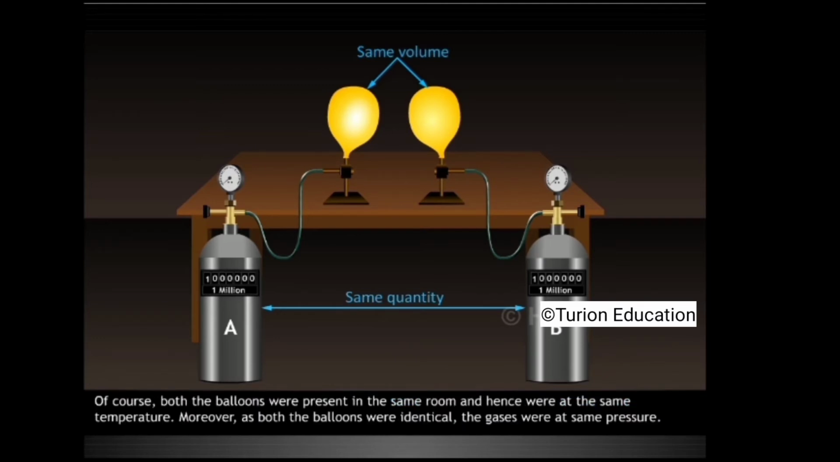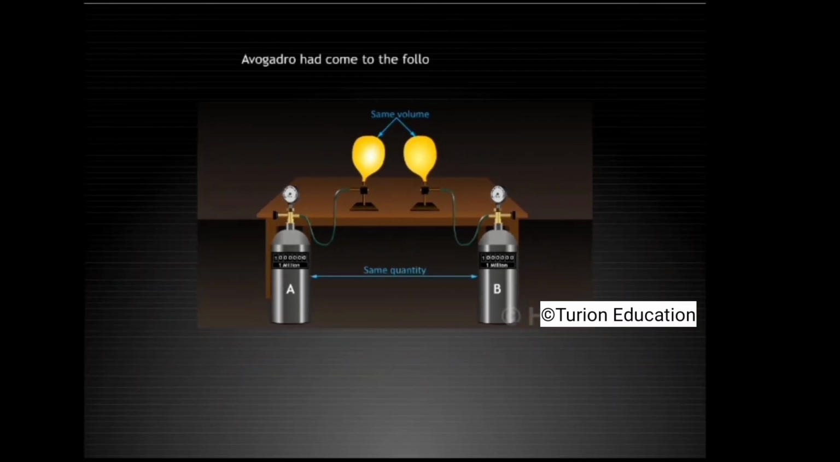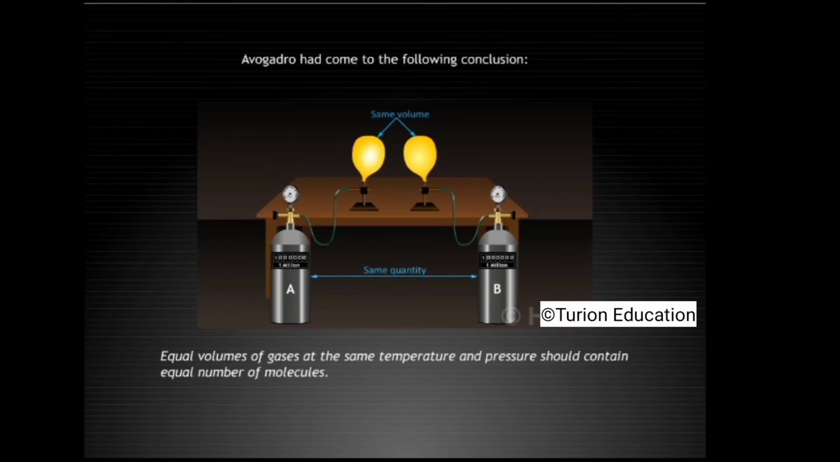Of course, both the balloons were present in the same room and hence were at the same temperature. Moreover, as both the balloons were identical, the gases were at the same pressure. Avogadro had come to the following conclusion. Equal volumes of gases at the same temperature and pressure should contain equal number of molecules.